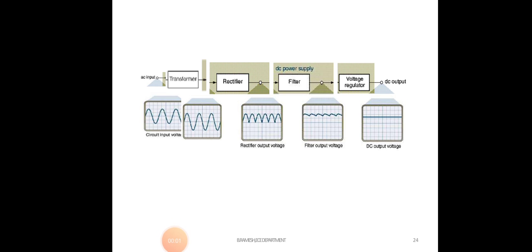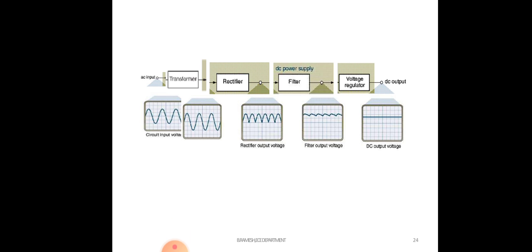Hi friends, this is the next topic, application of PN junction diode. The PN junction diode applications: switch, rectifier, clipper, clamper. In many digital circuits we can use the diode. Here we are using the diode as a rectifier.